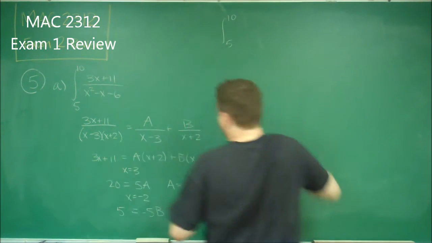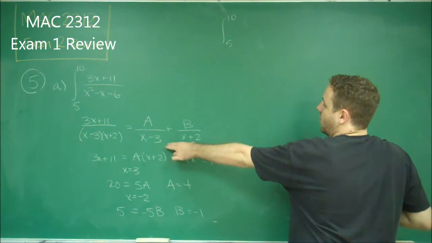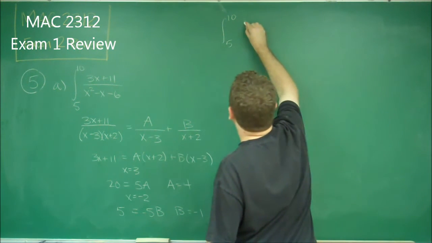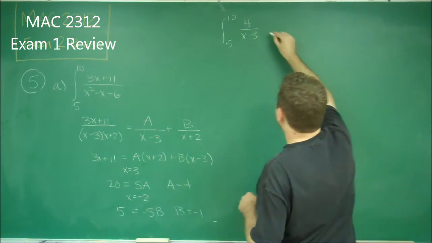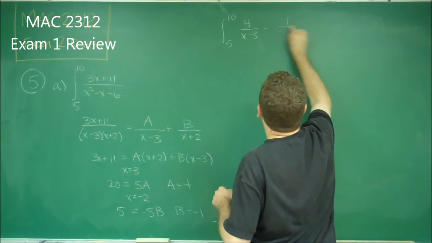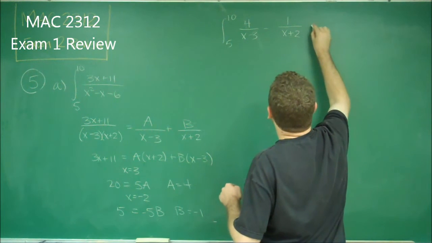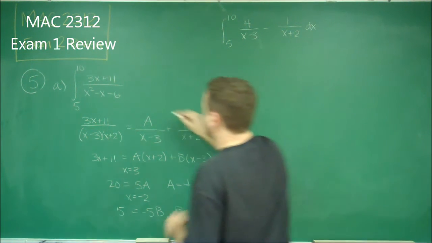So this integral just becomes from 5 to 10 of these two added together. 4 over x minus 3. And instead of putting a negative 1 on top, I'll just subtract that one. 1 over x plus 2 dx.